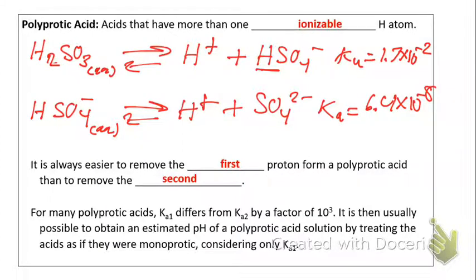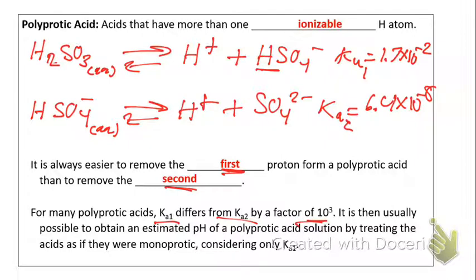Now, normally the first ionized acidic proton is going to have a larger K value than the second one, as we see here. And so it's always easier to remove the first proton from the polyprotic acid than to remove the second. And if there was a third, the third one would be even harder to remove, right? So for many polyprotic acids, the Ka1 differs from the Ka2 by a factor of 10 to the third.